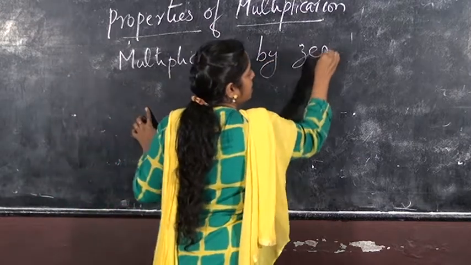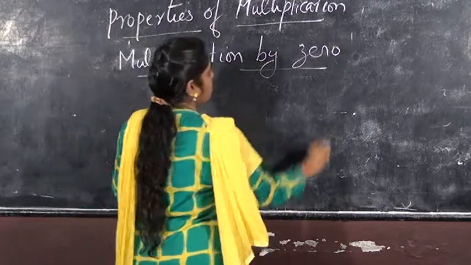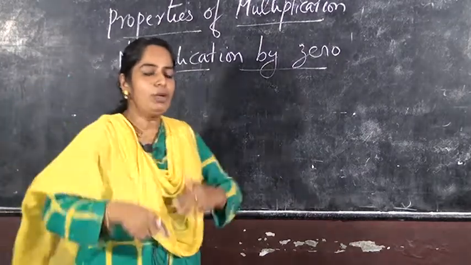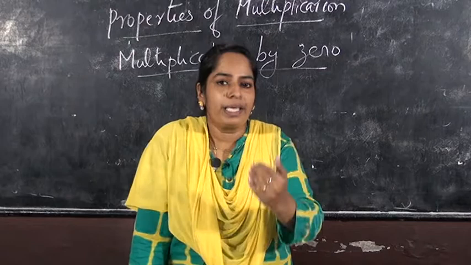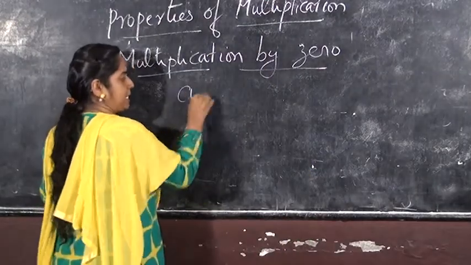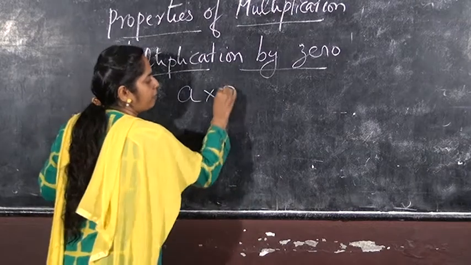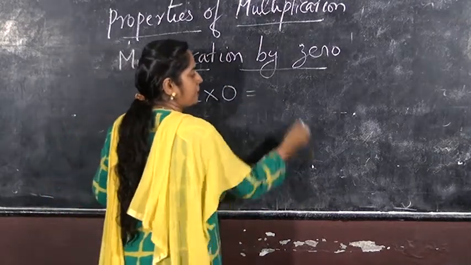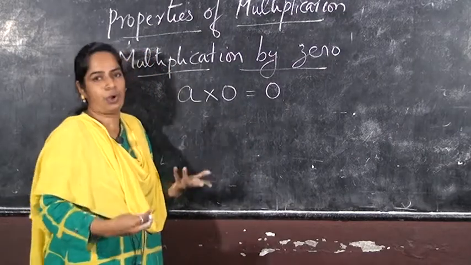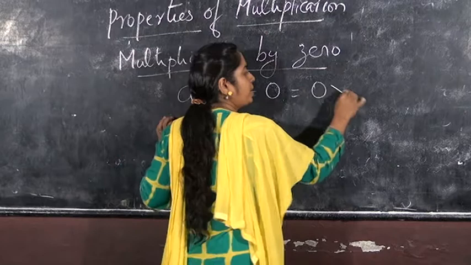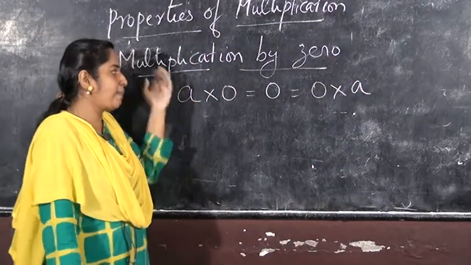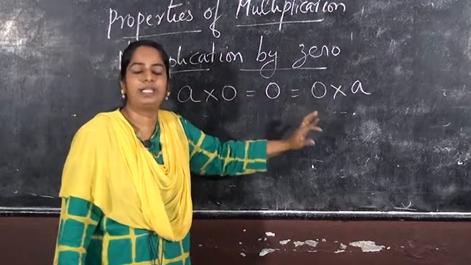The next property is multiplication by 0. How will you multiply an integer by 0? Yes, we can multiply, isn't it? If a is an integer and we multiply it by 0, what will happen? It is 0. So a into 0 is equal to 0, and 0 into a is also 0. We studied this in addition also: a plus 0 is equal to a.